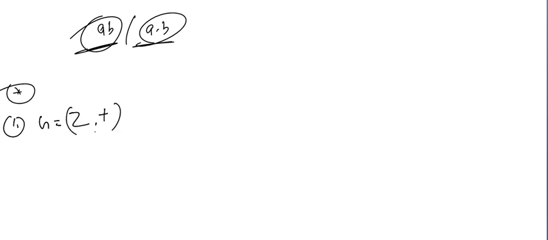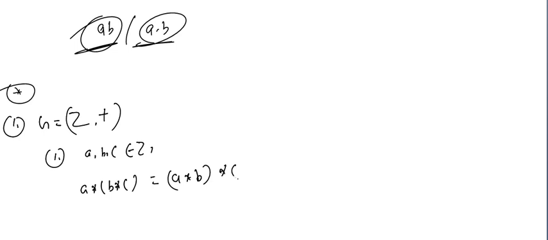Let's check all these conditions. Suppose the first condition is associativity. That is, we have to pick three elements A, B, C belonging to Z and check that (A star B) star C is equal to A star (B star C). This is the condition for associativity. Let's check, A, B, C belong to Z.